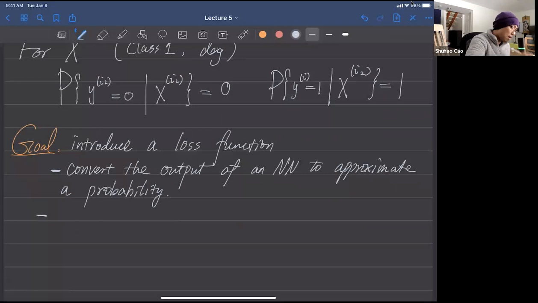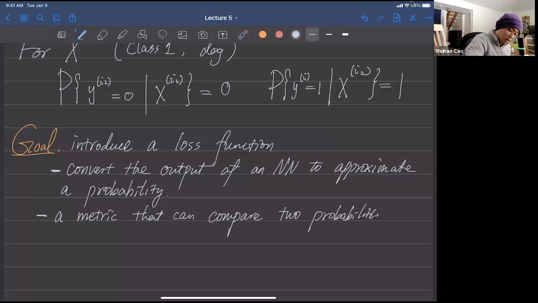The second is we have to come up with a function, a metric, that can compare two probability distributions. We will see this word, metric, many times, not only in our class but also in every machine learning package. So this is today's goal. We want to design something that can convert our original regression problem to a classification problem to meet our need here. The idea is kind of simple.